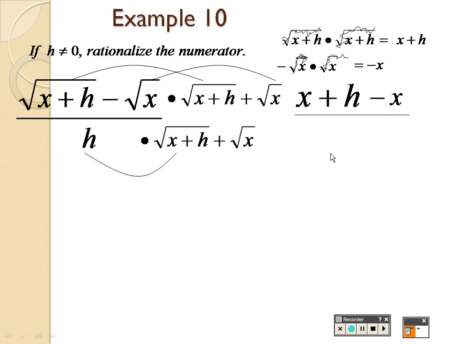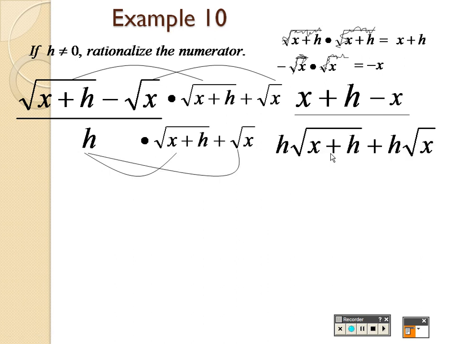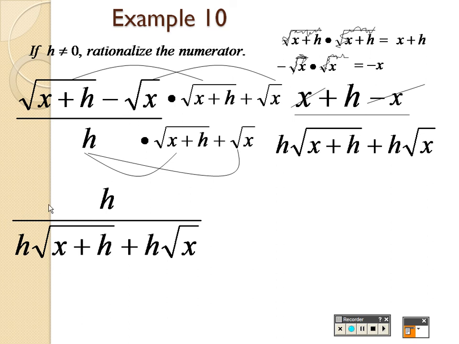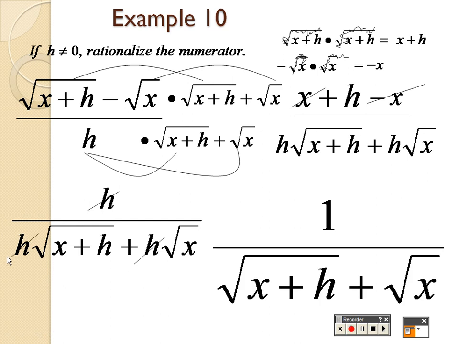Then on the bottom, it's h times all of that. So it's h times root x plus h times root x. So we need to get things to cancel out. These x's cancel out on top, leaving you with h over h times root x plus h times root x. These h's, there's an h in everything. Since there's an h in everything, we can take that h out of everything, leaving us with 1 over root x plus h plus root x.